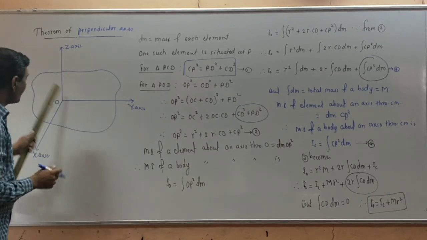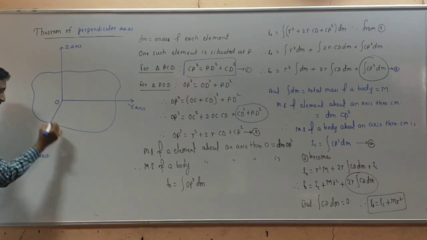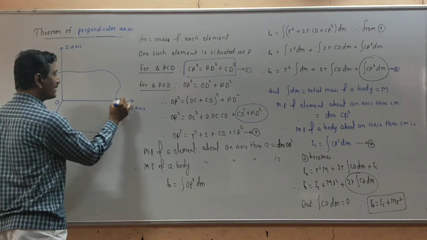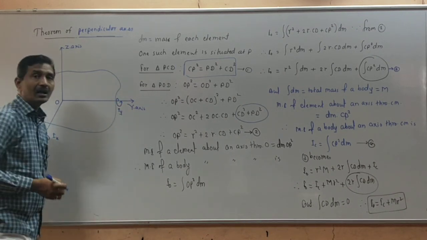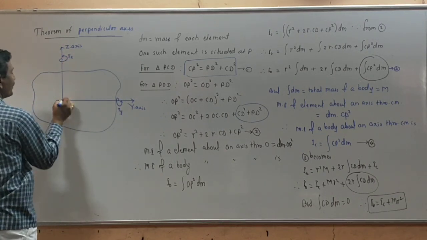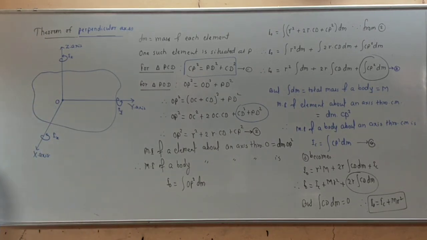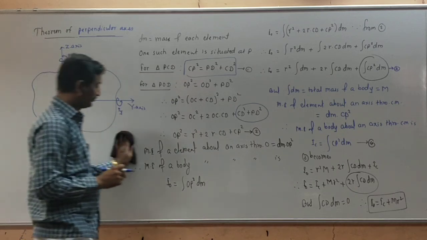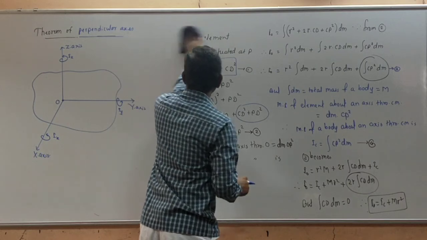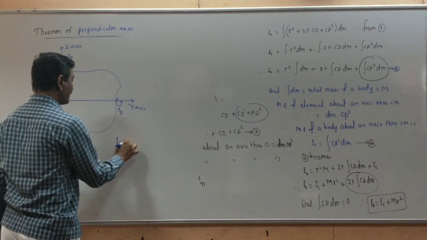If this rigid body is rotated about the x-axis, then its moment of inertia is denoted by Ix. If it is rotated about the y-axis, the moment of inertia is denoted by Iy. And if it is rotated about the z-axis, the moment of inertia is denoted by Iz. So what is the statement of the perpendicular axis theorem? Mathematically, Iz is equal to Ix plus Iy.